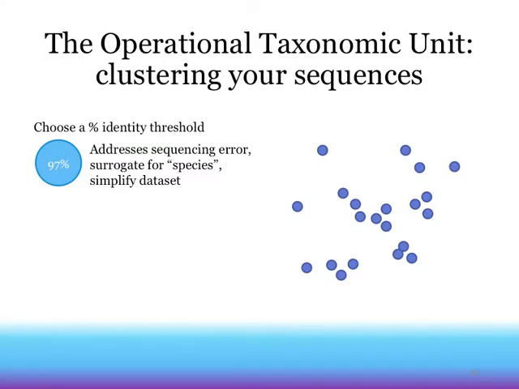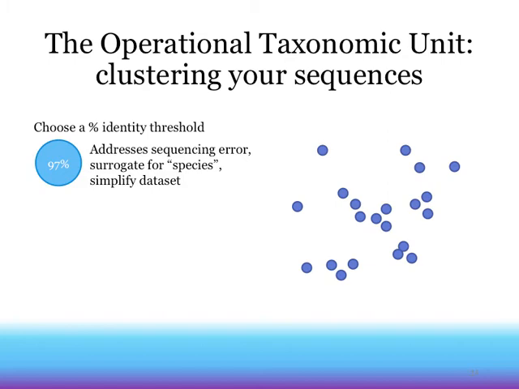Here's the approach. First step for operational taxonomic units: choose a percent identity threshold. You say, all right, every pair of sequences that is at least 97% identical is going to go into the same ball. Each of the little blue dots there is a sequence. I should mention that the 97% threshold is very commonly used because it certainly solves most of the sequencing error problems, and 97% is a magic surrogate for species.